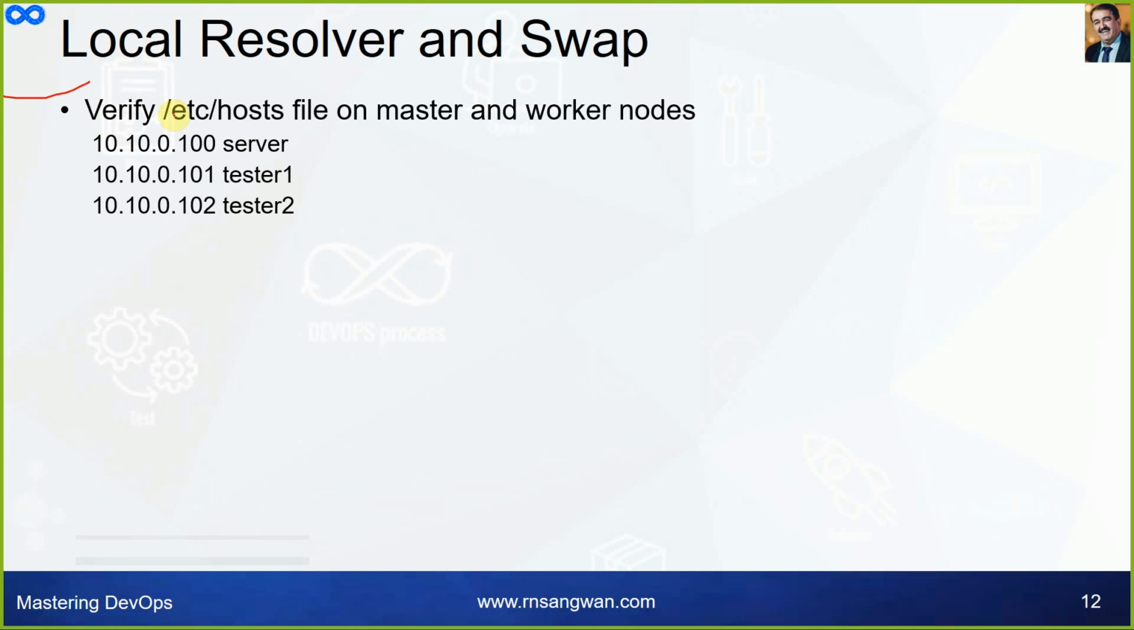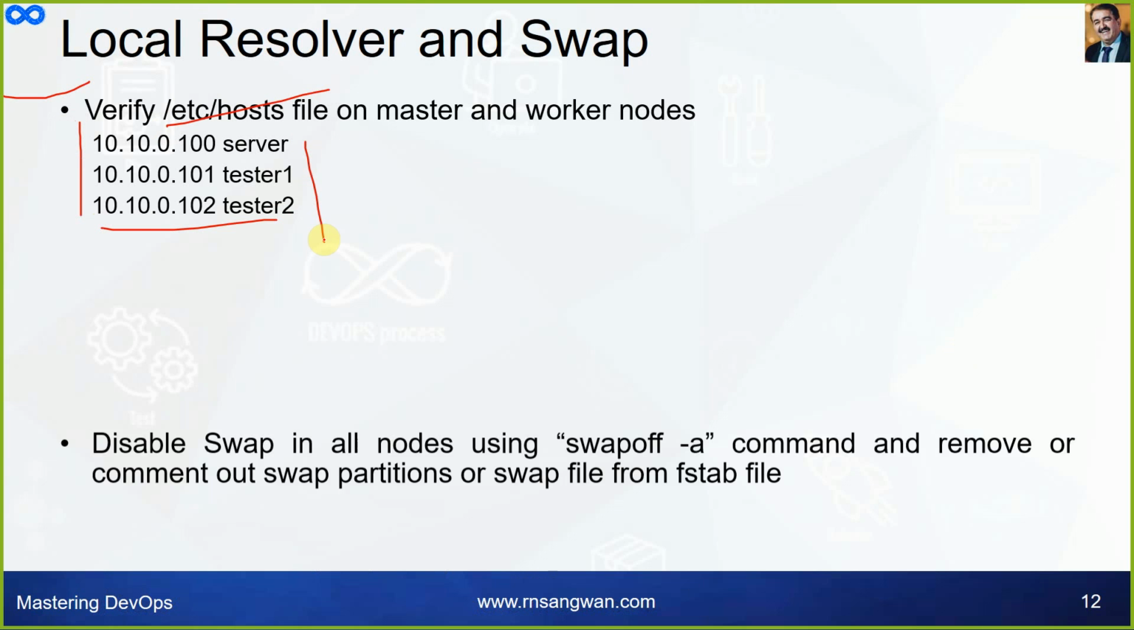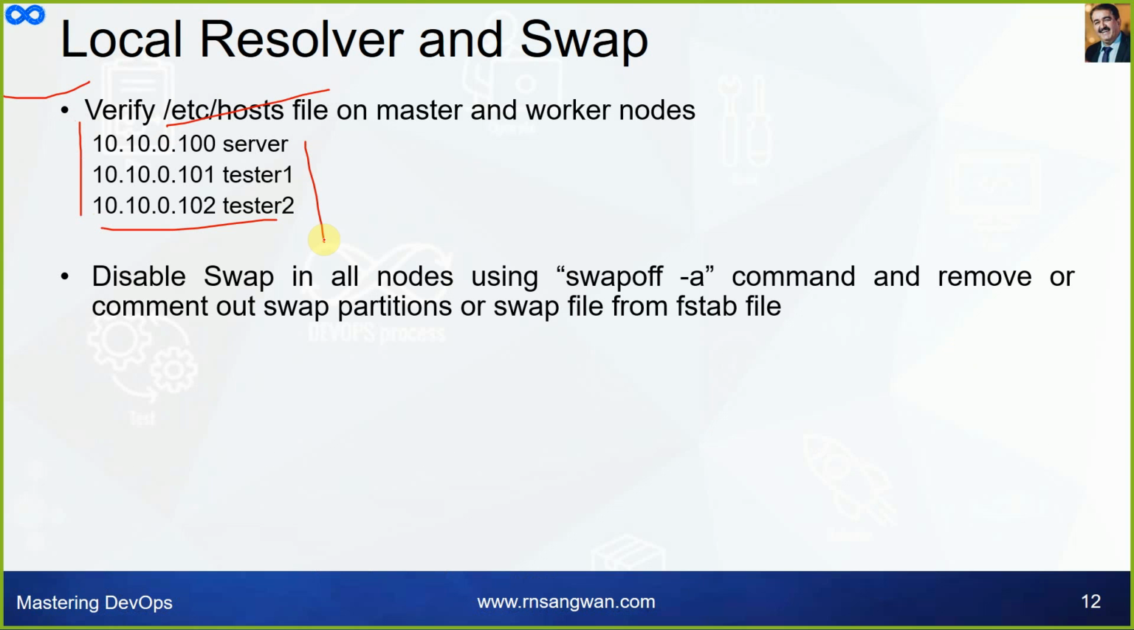So our /etc/hosts file has all these IP addresses already configured and the hostnames already configured properly. Disable swap using swapoff -a, but this is one time. If you reboot, it will be on again. So it is better to change it in the fstab file. We have done it.